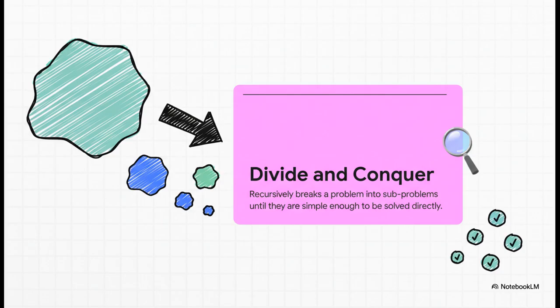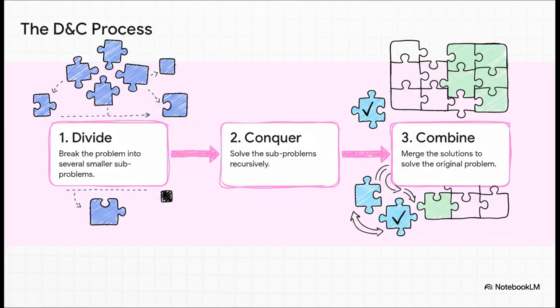That process of a function calling itself over and over on smaller bits is called recursion, and it's the engine that makes divide and conquer run. And it pretty much always follows this same three-step dance. First, you divide the problem. Second, you conquer the tiny, simple subproblems. And third, you combine those little answers back together, piece by piece, until you've built the solution to the original big puzzle.